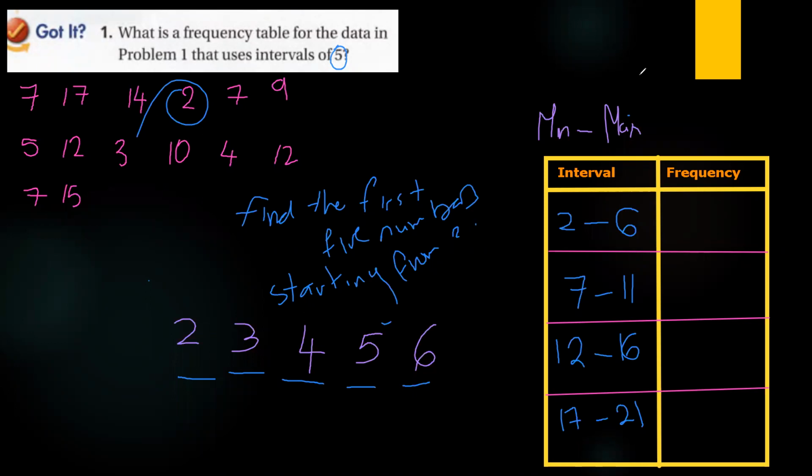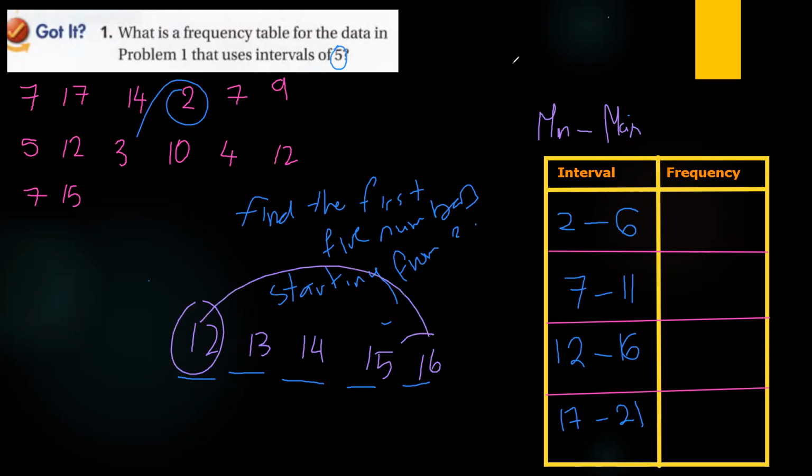Is it clear? Yes, teacher. And you want now to continue. Keep that you have 5 numbers. Start now from 7. So here you have to occupy 5 blanks: 7, 8, 9, 10, and 11. So from 7 to 11. And then 12, 13, 14, 15, and 16. So from 12 to 16. Is it clear? Yes, teacher.